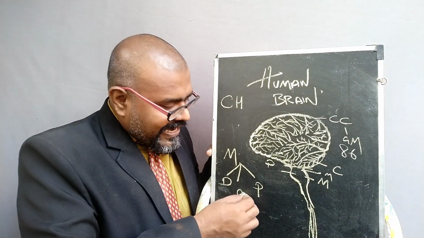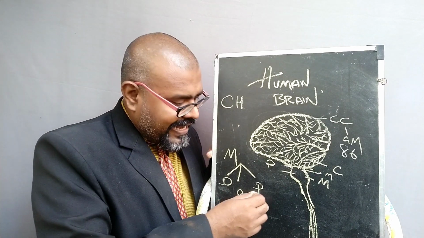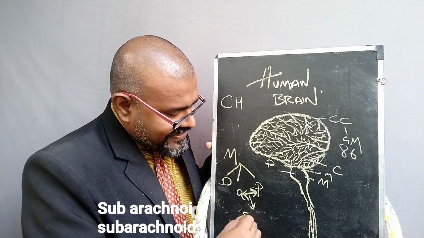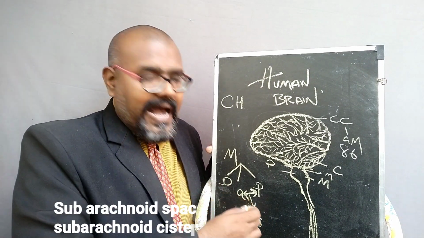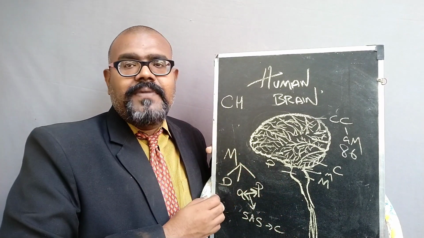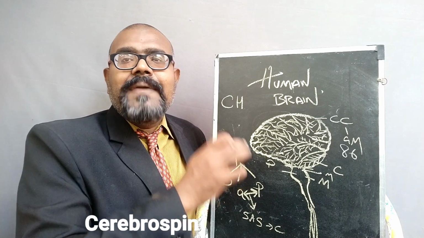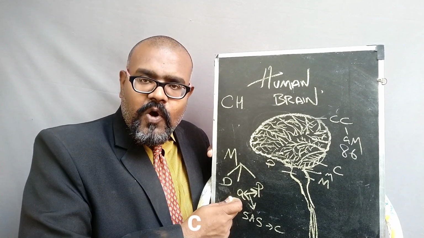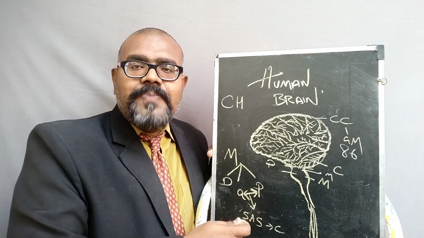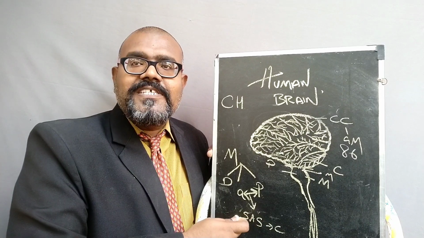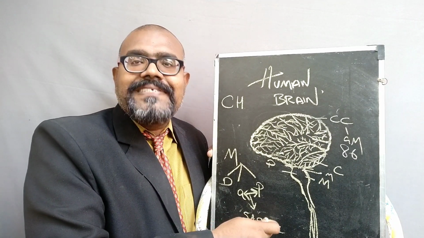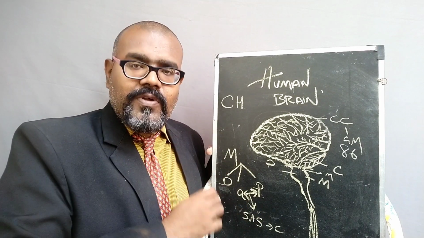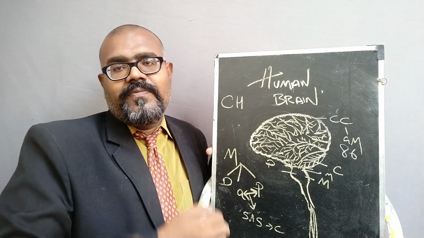In between the arachnoid mater and the pia mater, we have the subarachnoid space and subarachnoid cisterns. Please remember, it contains cerebrospinal fluid. In between the arachnoid and the pia mater, we have the space called the subarachnoid space and the subarachnoid cisterns. This part contains cerebrospinal fluid. This will help the brain to float in the skull.